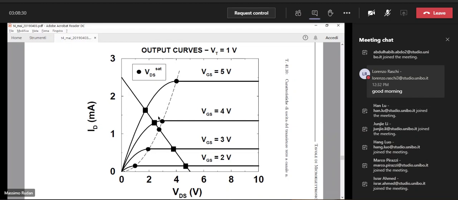The dashed line is a parabola that is the envelope of all the saturation points. Okay, so you see that the saturation point increases with the gate voltage. Okay, this line has nothing to do with it. It's a load characteristic of a circuit, so it doesn't really matter in this analysis.